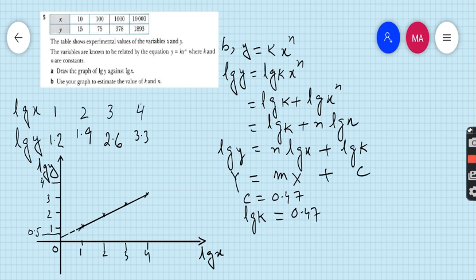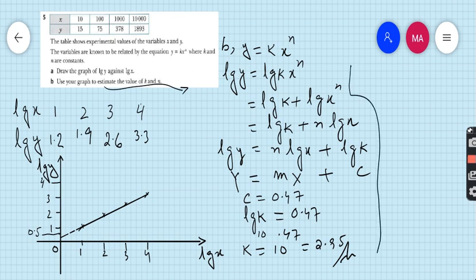lg means base 10. So if you drop the lg, you put 10 to the power 0.47 on the other side. Find the value of 10 to the power 0.47. You will get 2.95, and in your book the answer is 3. In part B you will see the word estimate. Estimate means not exact, so 2.95 is closest to 3, and your answer is acceptable.